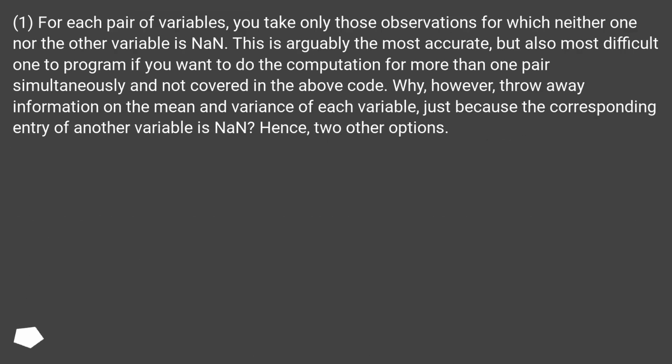One, for each pair of variables, you take only those observations for which neither one nor the other variable is nan. This is arguably the most accurate, but also the most difficult one to program if you want to do the computation for more than one pair simultaneously, and it is not covered in the above code. Why, however, throw away information on the mean and variance of each variable just because the corresponding entry of another variable is nan? Hence, 2 other options.